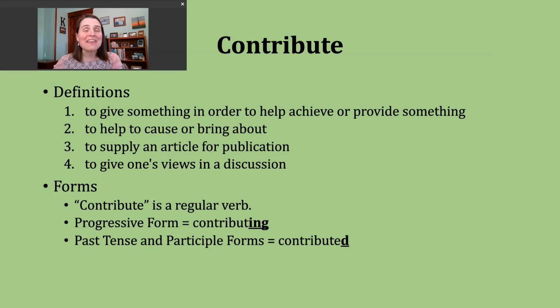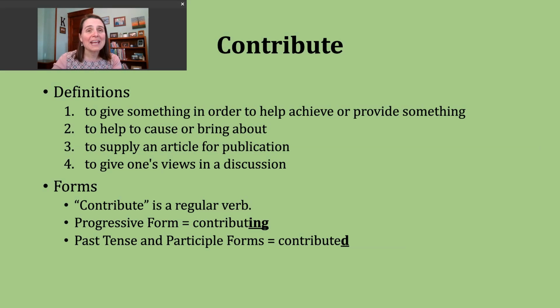Now, a third way the verb contribute gets used can mean to supply an article for publication. So we might hear this in connection to newspapers, magazines, or journals, as an example.